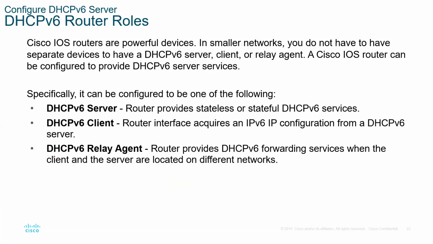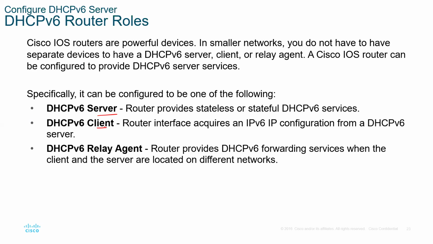DHCP router roles. A router can either act as a server, which provides DHCP version 6 services, so it basically provides addresses to other hosts. A router can also act as a client. We discussed this with version 4. A router can get its IP addresses from the ISP.